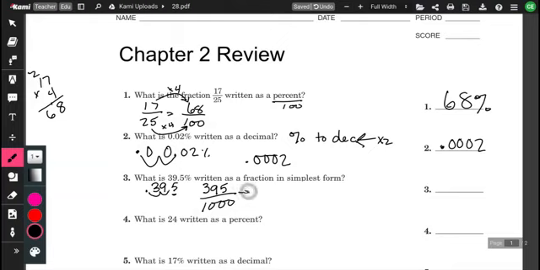All right, now I need to simplify. I am going to divide both of these by, I'll start with 5 and work my way down. So 1,000 divided by 5 is going to give me 200, and 395 divided by 5 is going to give me 79, and I believe that is as simple as I can go. So 79 over 200 is going to be my answer for number 3.